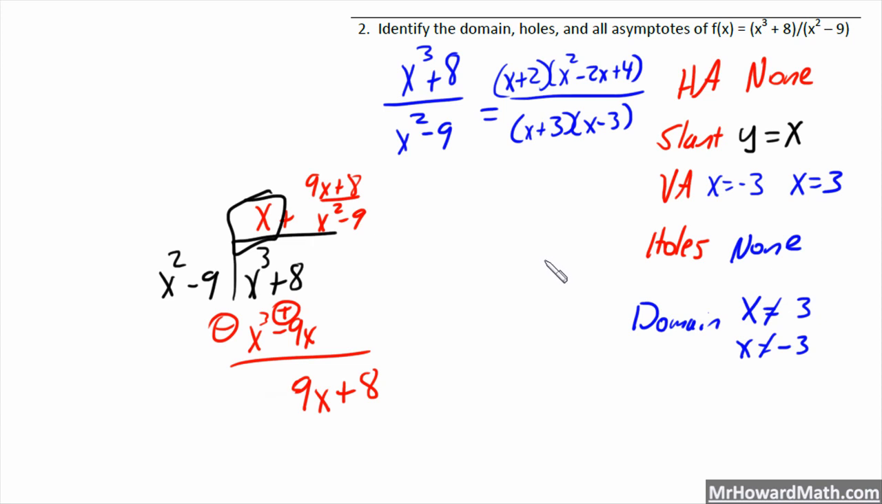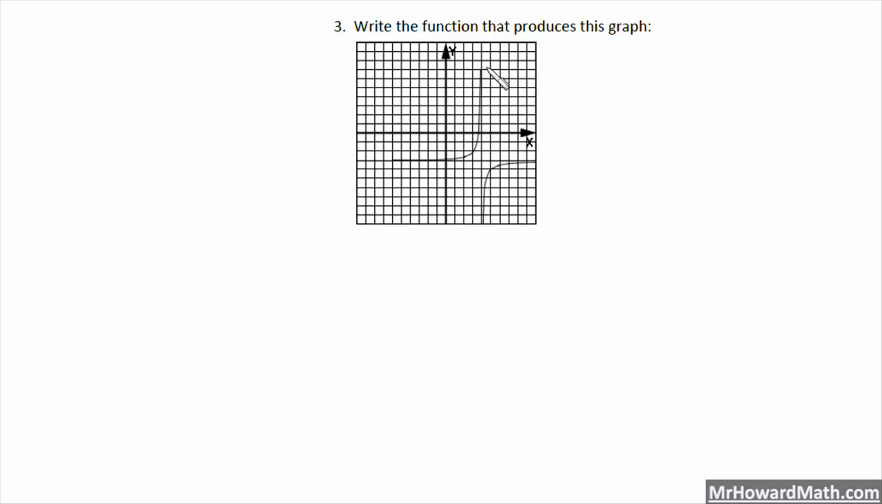So let's move on to problem 3 next. Alright, now for problem 3 on your Unit 10 rational function review.